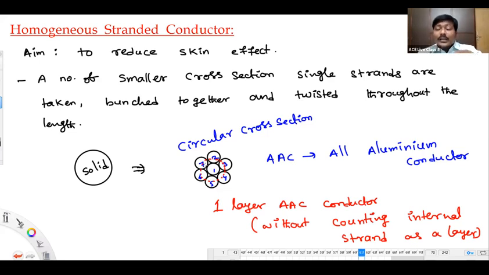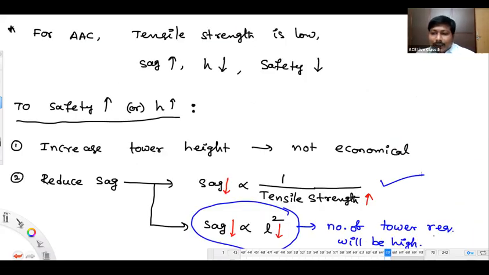Definitely new material means we will be using two or more materials for the manufacturing of the stranded conductor. That we are going to name as composite stranded conductor. Okay, so let me write that. To meet this requirement, I will be going with the composite stranded conductor. Composite stranded conductor will be used in order to increase the tensile strength of the conductor. I will be taking up in the next slide as a heading, composite stranded conductor.